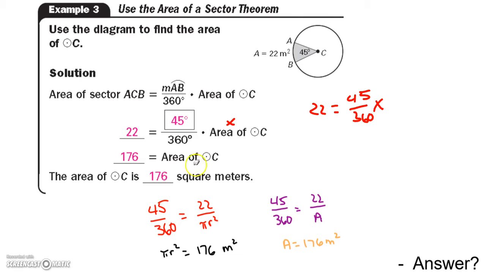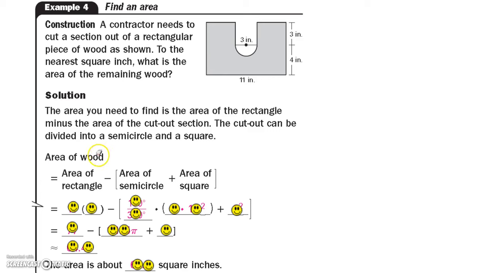So memorizing one of these equations or the proportion form, and just realizing that it applies to both arc lengths and area of sectors, can help you. Okay, so let's look at one last example.